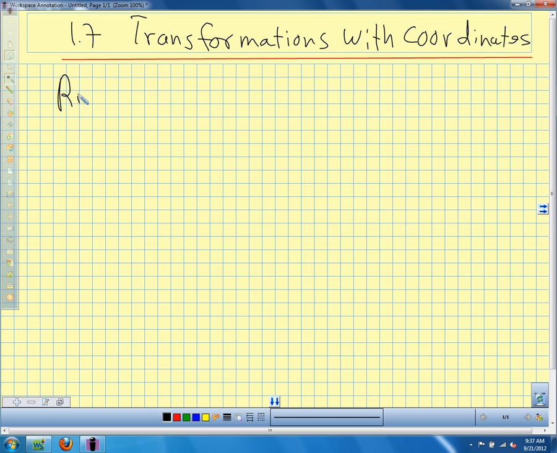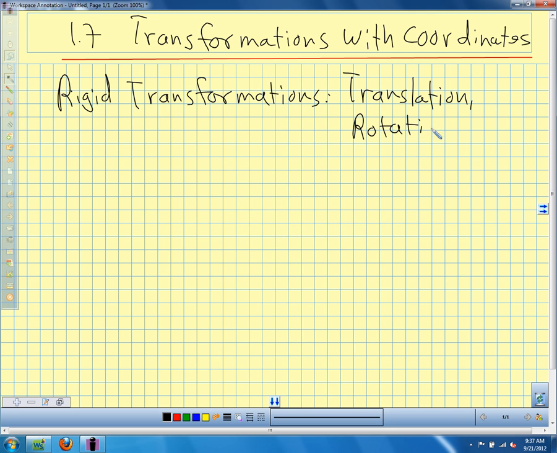We're talking about rigid transformations, and we have three rigid transformations: translation, rotation, and reflection. And our rigid transformations were important because they don't change the size or shape of an object.